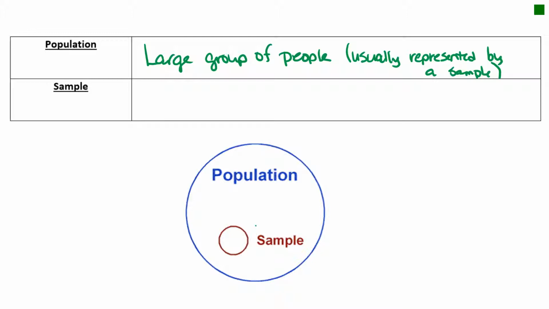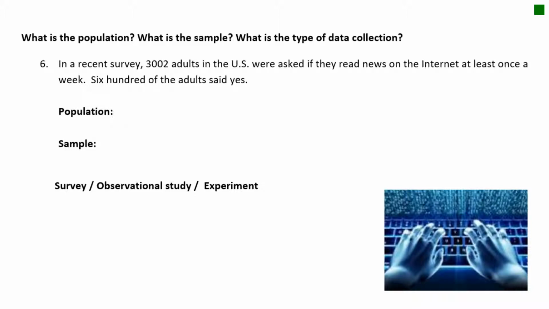What is a sample? It's a small portion of a larger group. Just like we said, the entire population is all high school sophomores. The sample is those in Mrs. Evans' class. Okay, pause to write that down. What is the population? What is the sample? And what is the type of data? Remember, the types of data are these three: survey, observational study, experiment.